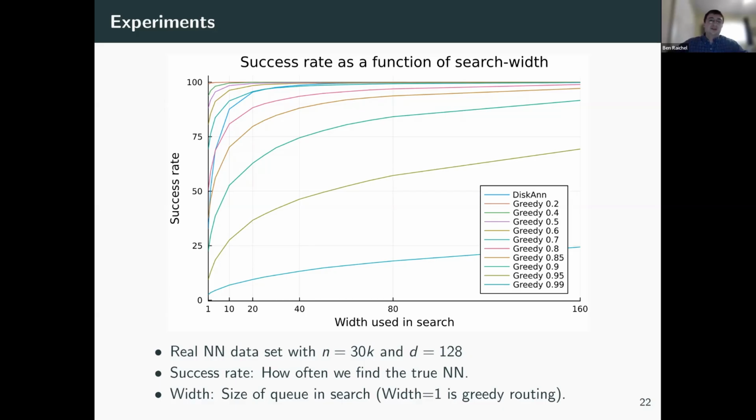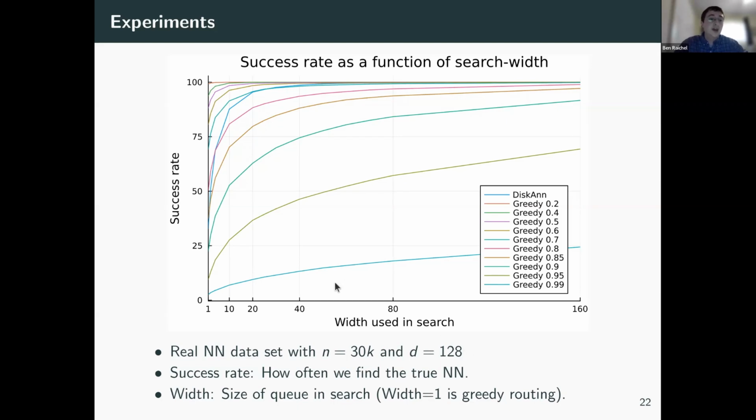So what do we have here? I have a real nearest neighbor data set with 30,000 points and dimension d equals 128. This is not the crazy high dimension I was talking about, but it is still high if you have an epsilon to the d factor, which both ours and this DiskANN have. So in these plots, you can think of DiskANN as maybe similar to our results.